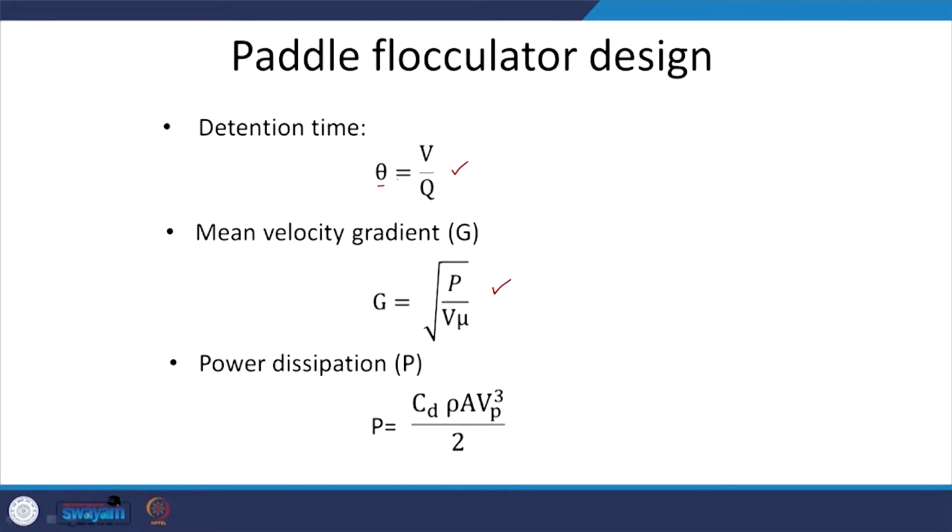First, from the given theta and Q, I will calculate the volume. Once I have the volume, depending upon the G value, we know the G value, we know the viscosity, we know the volume, I will calculate the power that is required. So either assuming 100% efficiency or lesser, I will take this P and use it. This is nothing but force into velocity, right? Velocity of the blade, let's say. So that's how we have this, and from here I can calculate the cross-sectional area and go ahead with it.